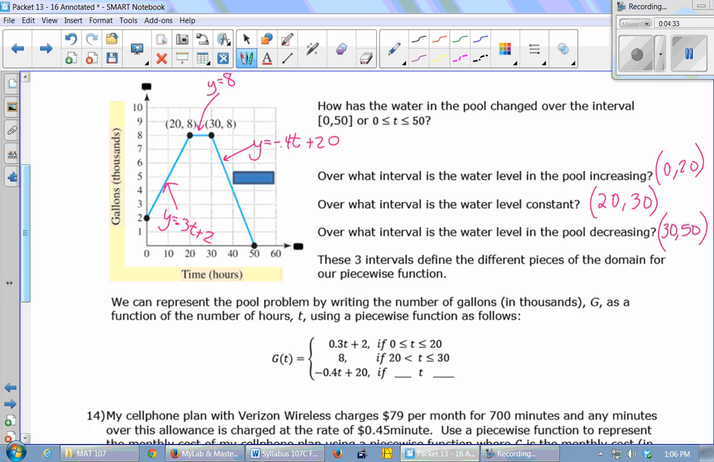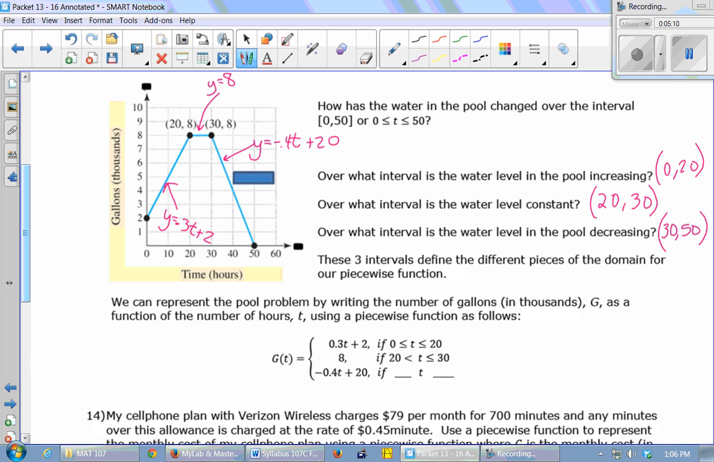And then we put comma, if, and we say what t values you use that formula for, right? You would use the 0.3t plus 2 only when t is between 0 and 20. So you write if 0 is less than or equal to t is less than or equal to 20. So when t is sandwiched between 0 and 20. And you use 8, the constant formula, when t is between 20 and 30. And you use the last line, negative 0.4t plus 20, if when?